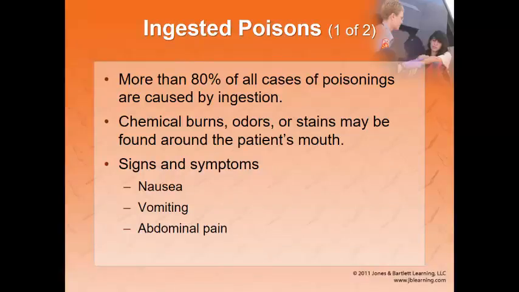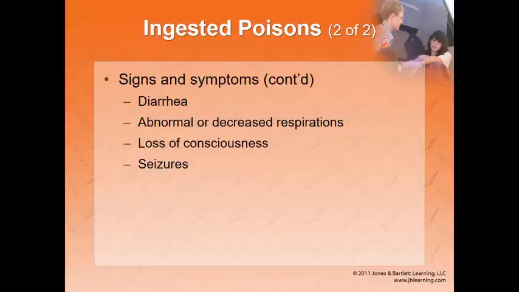Ingested poisons. More than 80% of all the poisonings are caused by something we ate or drank. So these could create chemical burns, odors, or stains about the patient's mouth, just something that's abnormal. And what we really look at is, is it an acid, an alkali, or a petroleum product? Because those will actually create holes in the digestive tract and cause some internal bleeding. So signs and symptoms can be any of these, including lower abdominal problems that they could have from there.